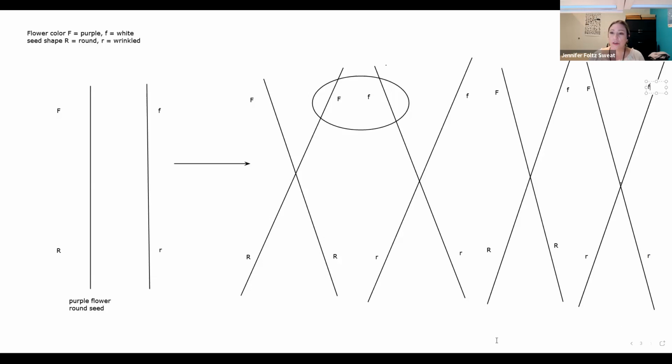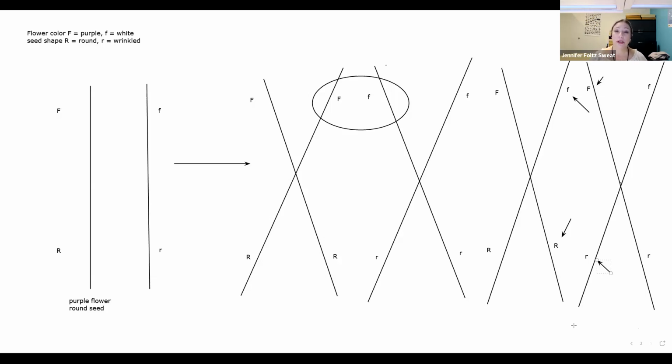So what I want you to notice here is now I have a unique combination of alleles. Instead of having capital F and capital R and lowercase f and lowercase r, now I have a recombined or recombinant chromosome. I have a lowercase f and an uppercase R. So that is a new combination. I have now an uppercase F and a lowercase r. So those are two recombinant strands of DNA. They have a unique combination of alleles.